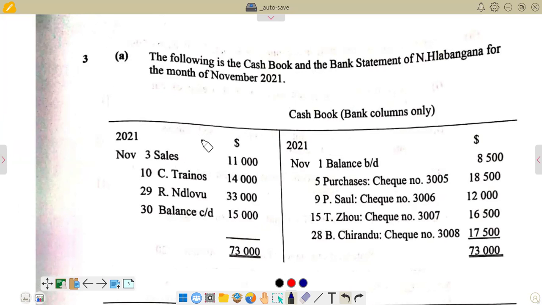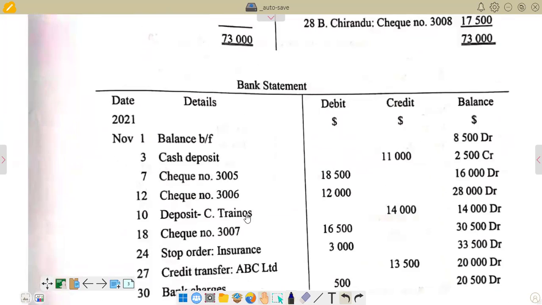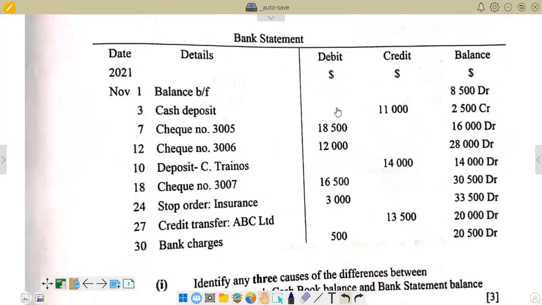We're given the debit side and the credit side. Remember, this is our debit and this is our credit. So these are the transactions that are entered here in the cash book. If you go down, you'd see that we also have a bank statement. Then we are also given a column for debit and credit and the balance column. And so the final balance that we are given there, according to the balance column, is 20,500, being a debit balance. So this is what we have.